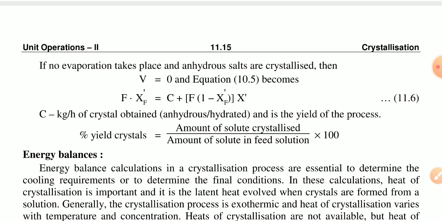If no evaporation takes place and the anhydrous salts are crystallized, then V is equal to 0 and equation 10.5 becomes: F multiplied by x'_F is equal to C plus F in a bracket 1 minus x'_F whole bracket, over x'.